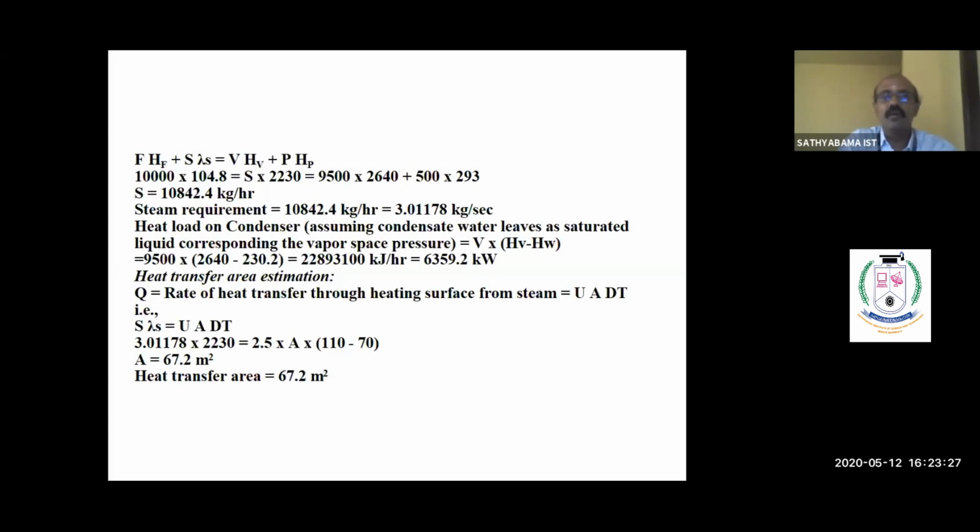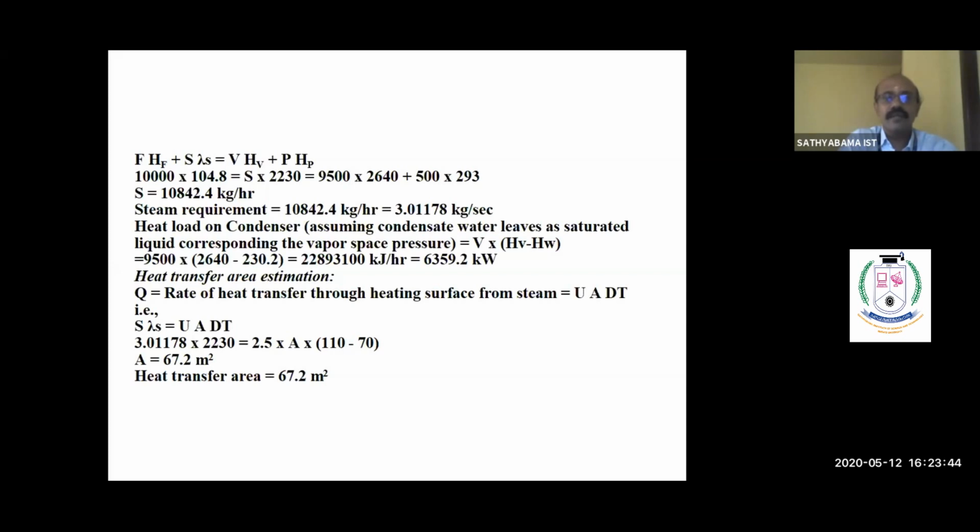The heat load on the condenser can be calculated by using this formula, V into (HV minus HW). So V is 9500 into (HV is 2640 minus HW is 230.2). So it can be calculated as around 6359.2 kilowatts.